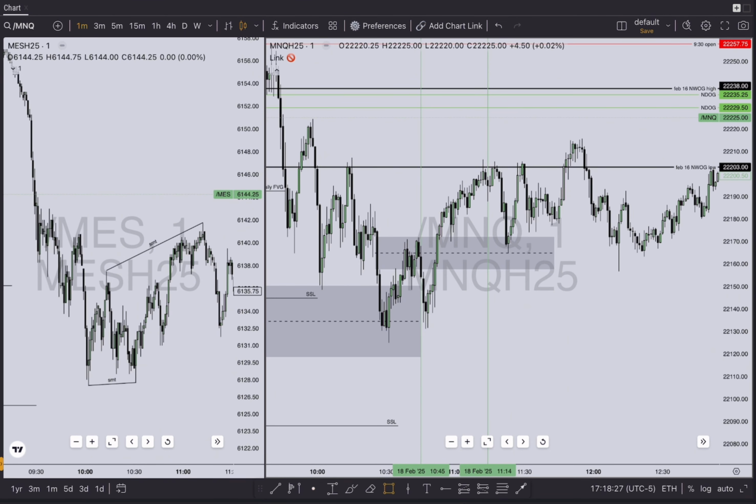Beautiful SMT. If you look, right here, NQ made a lower low. Let me mark that out. This right here. NQ made a lower low, while ES made a higher low. So SMT during or right before the macro, cool. And then we have a bias that is bullish now, cool.